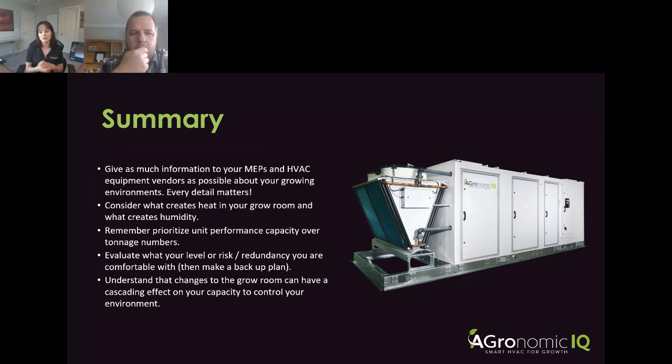Evaluate what level of risk and redundancy you are comfortable with. If you are super tight on budget, tell that to your MEP. Say, hey, I understand that one unit servicing our grow room is not ideal, but we have CapEx budgets that we need to meet, and we are accepting the risk that if this unit goes down, we're going to have these backup plans in place. If you have it, multiple units servicing a room are always better. But again, it's up to you. What is your capacity for your capital cost, and what are your backup plans for redundancy?